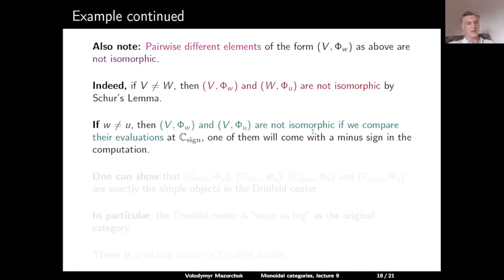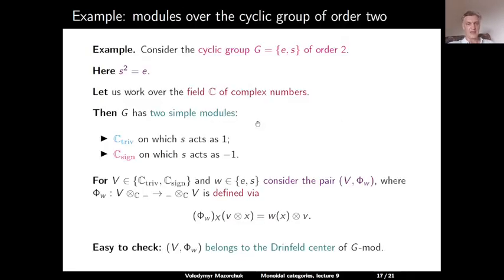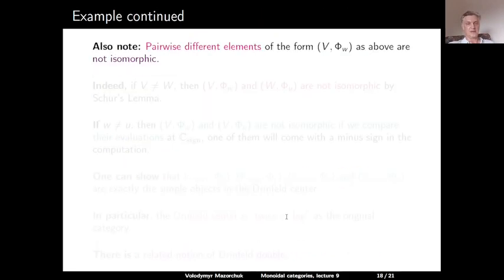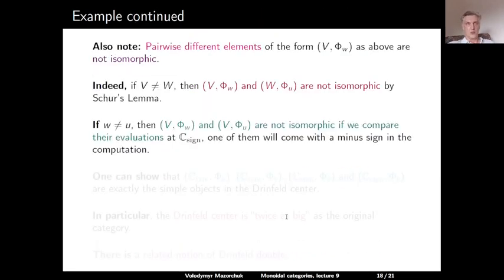happens if we evaluate these pairs at the sign module C sign. So one of them will come up with a minus sign because one of these two elements, W or U, is the element S, and the other one is the element E. And in this formula, we have this element applied to X, so one of them will act as the identity and the other one as minus identity. And this will lead to the fact that there is no isomorphism between these two objects in the Drinfeld center.